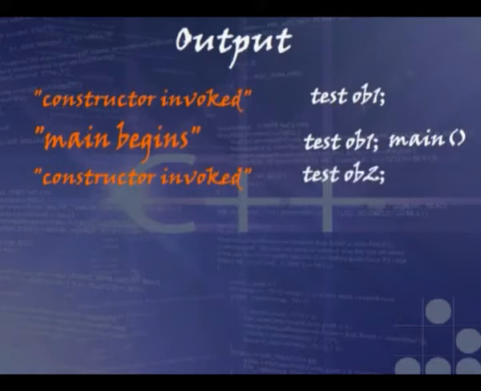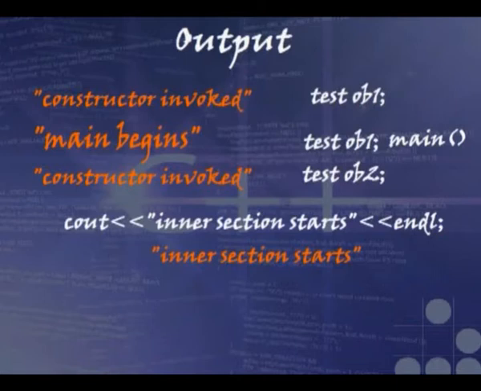So, what happens when main begins? How does "main begins" come as the next output? After this first object is created, the compiler enters the main function and displays "main begins". Then it immediately moves to the next statement, which is the creation of the second object. When the second object is created, again the constructor is invoked. That is what is displayed as the next output, "constructor invoked".